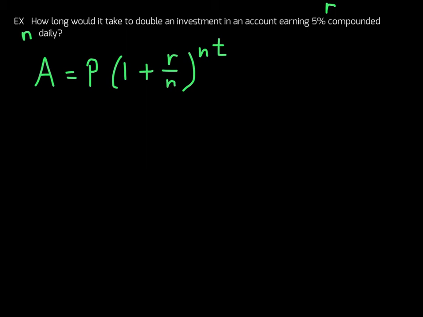Cool? Now, this next part is important. What do we plug in for A, and what do we plug in for P? Let me see if I can explain it this way. The problem says, how long will it take for your investment? P stands for your investment, your starting amount, how much you are investing. And at the end of the day, you want this to double. So whatever you plug in for P, the amount that you want to end up with is double that amount.